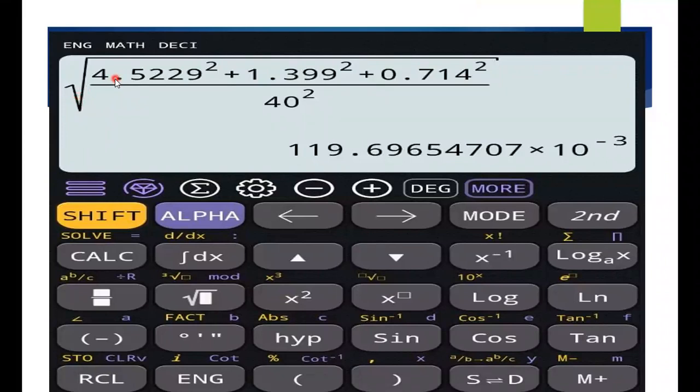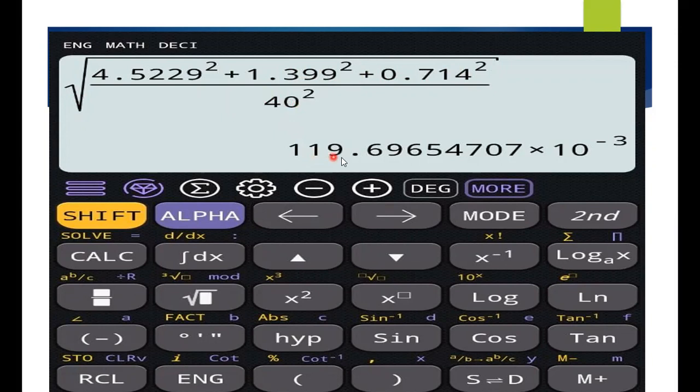This is called the fundamental harmonic voltage for 500 Hz, 40 volts. That is the fundamental frequency, and this is the voltage generated. And then the next harmonic voltage at 1.5 kilohertz is 4.5229 volts. So square of this voltage, and 1.399, the square of this voltage, and plus 0.714 squared, divided by 40 squared.